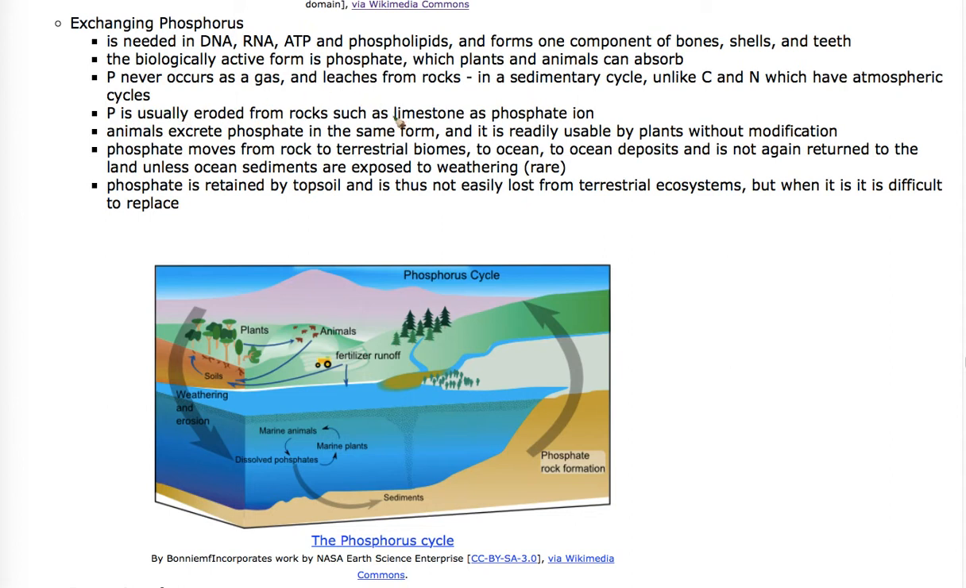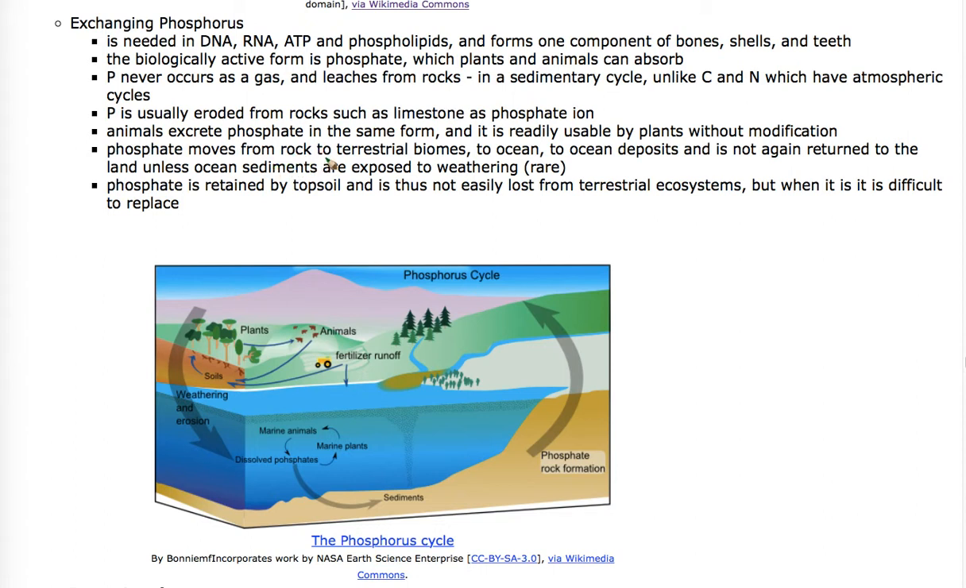Phosphorus is usually eroded from rocks such as limestone, and it comes out as the phosphate ion. Animals also excrete phosphate in the same form, and plants can suck that right up and use it. Phosphate is often a major limiting factor in lakes and streams and keeps the water clear as long as it's in low supply. If too much phosphate gets into lakes or streams, they putrefy and turn green with algal bloom.